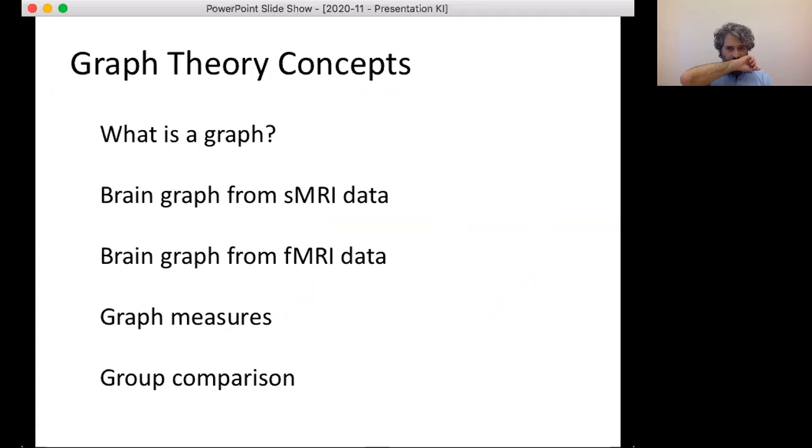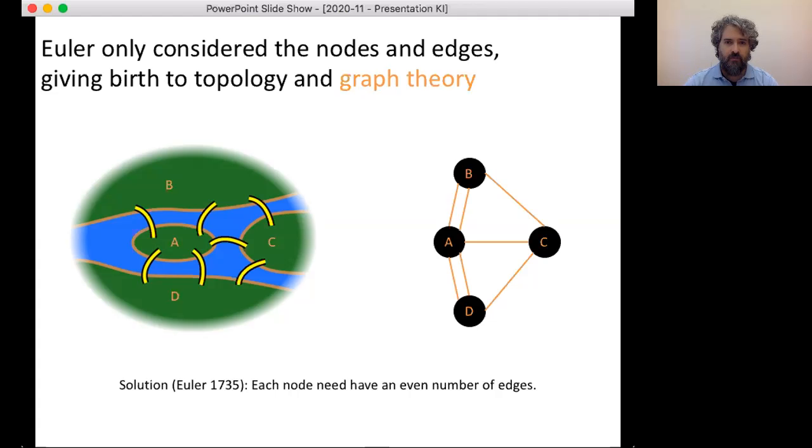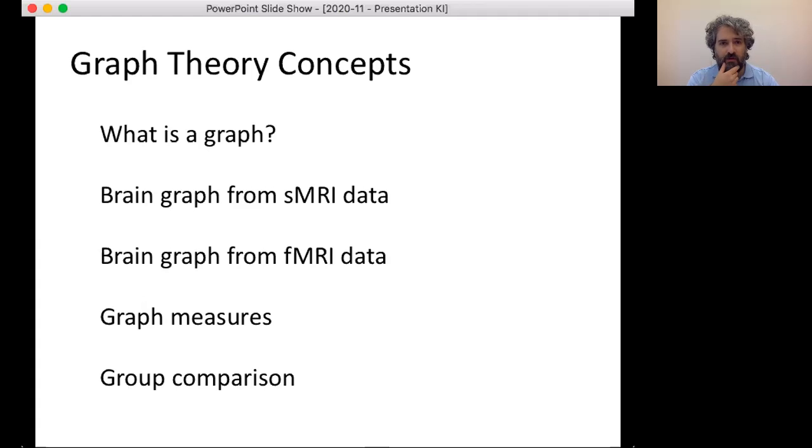So let's now focus on graph theory concepts. Let's have a look at the outline of the rest of the lecture, which will go through simple questions. First of all, what is a graph? Then how we can build a graph given structural data or functional brain data. And finally, how we can then measure something on this graph and how we can compare different graphs.